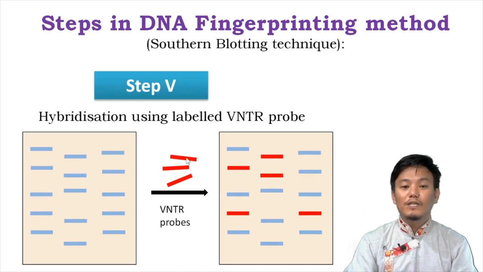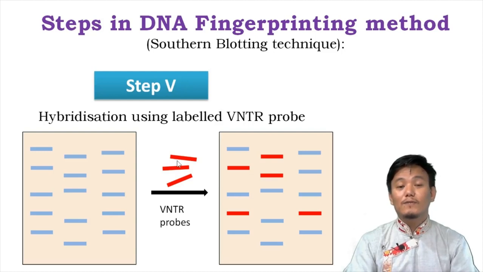So this VNTR probe has gone and hybridized with this VNTR, and now we can see it over here. And the same, one VNTR is over here. So this is called hybridization, using labeled probes. This labeling means the VNTR probes are labeled with radioactive substances.